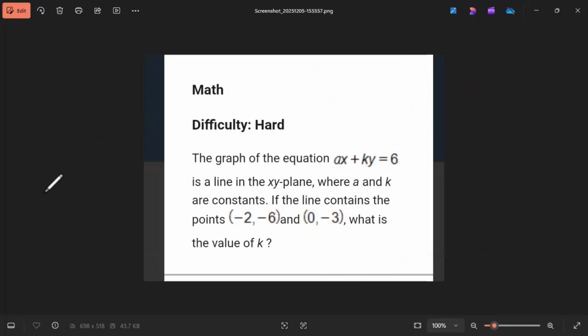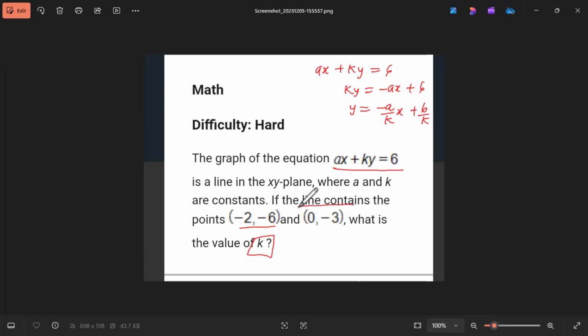This is what I'm seeing from here. The first thing we want to do is put this in y-intercept form. So we're going to have ax plus ky equal to 6. Then, of course, ky equal to minus ax plus 6. When you divide everybody by k, you have minus a over k x plus 6 over k, right? We want to find the value of k. Now, look at this point, minus 2 comma minus 6. Look at this point, 0 comma minus 2.